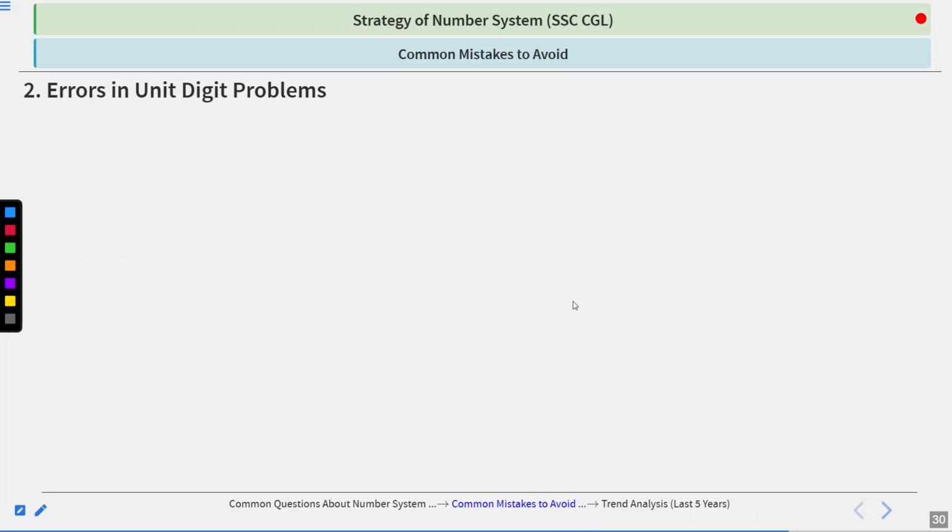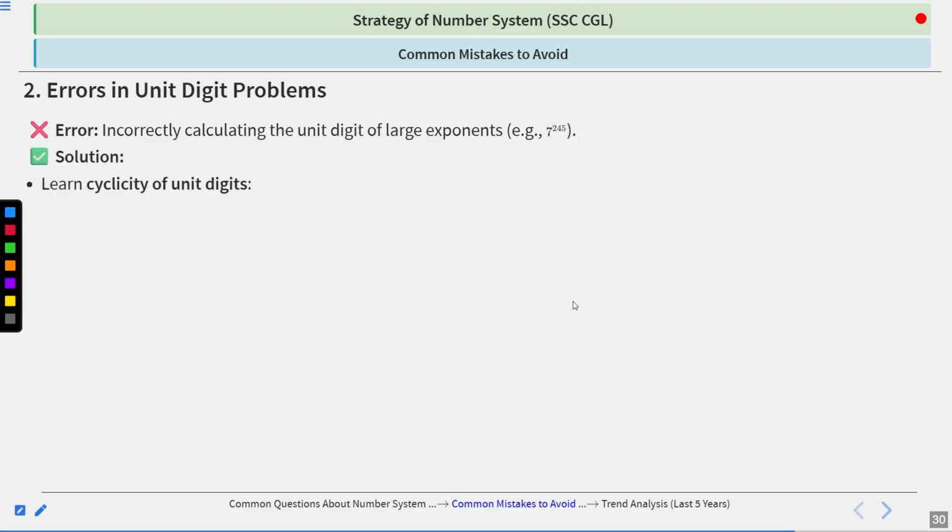Next one is errors in unit digit problems. The error is incorrectly calculating the unit digit of a large exponent. For example, if you need to calculate the unit digit of 7 to the power 245, students many times do the wrong calculation. Now the solution is to learn the cyclicity of unit digits. You should remember the cyclicity of the numbers.